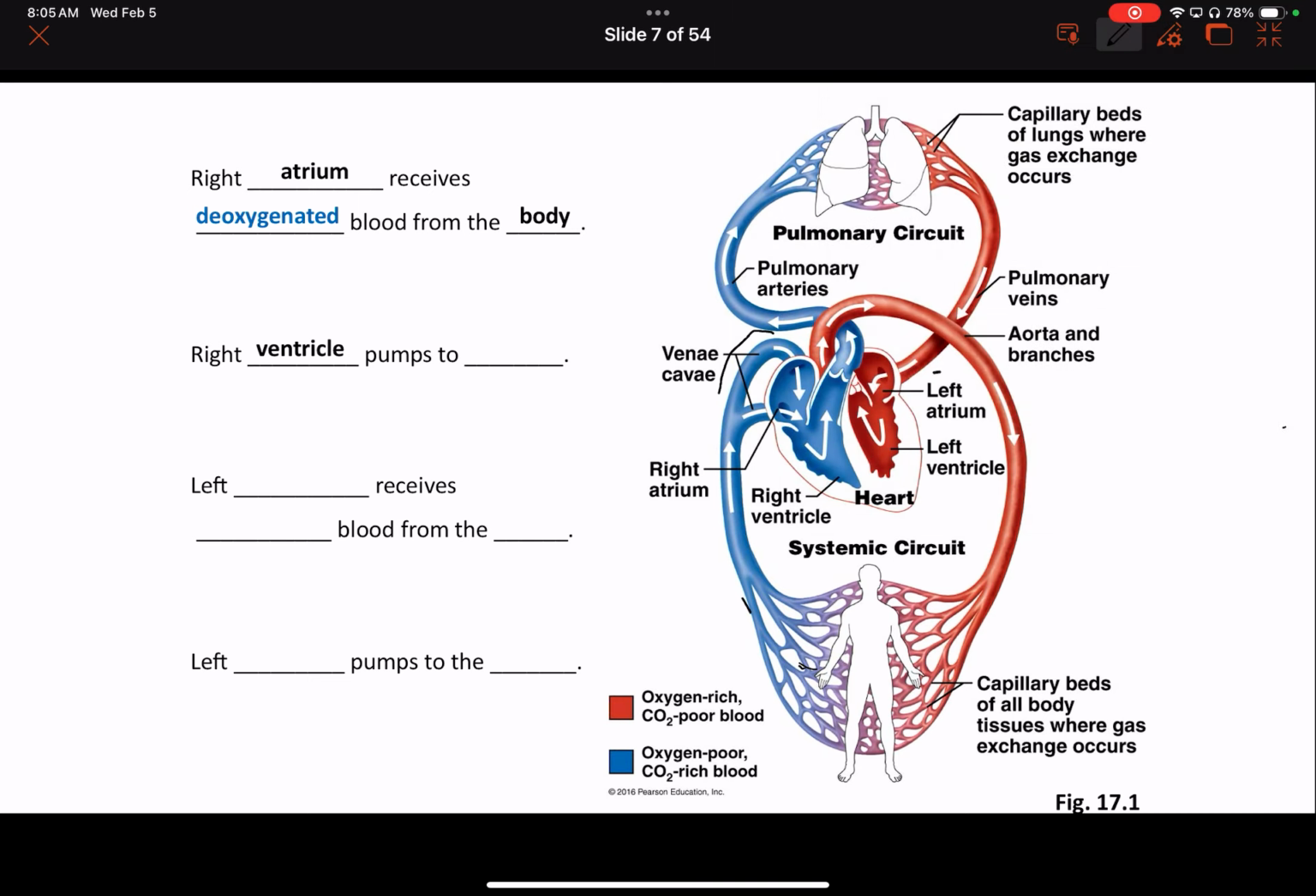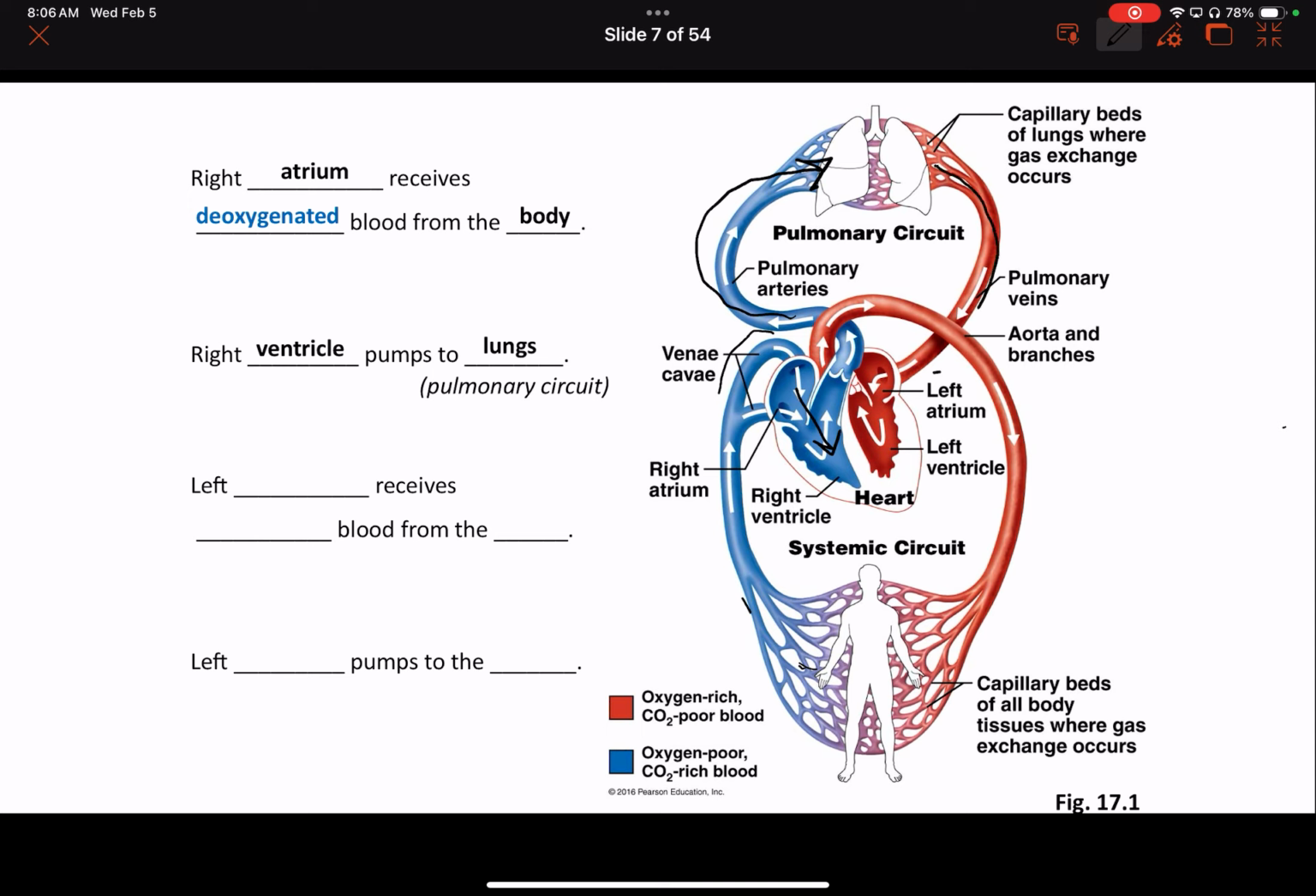And the blood then goes down from the right atrium to the right ventricle, and the right ventricle is then going to pump that blood to the lungs. And that's going to begin our pulmonary circuit. And then it's going to go out to the lungs. We're going to reoxygenate that blood. We're going to put some oxygen in it, take out CO2.